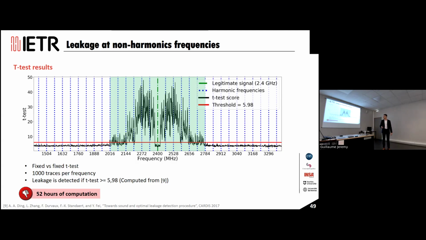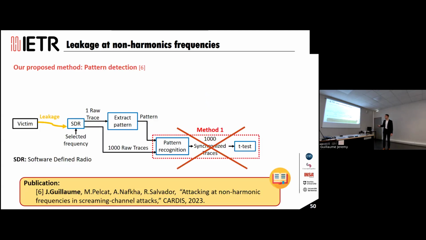So in order to remove this limitation, we propose another method to detect the leakage presence over the spectrum. And this method is going to remove this phase where we have to extract a given number of traces. This method, we call it pattern detection. It is based on the same concept as the virtual trigger we are using to extract a pattern. But here, we are not going to extract a pattern. We are going to evaluate our capability to extract a pattern, because if we are capable of extracting a pattern at a given frequency, it means that the leakage is present.